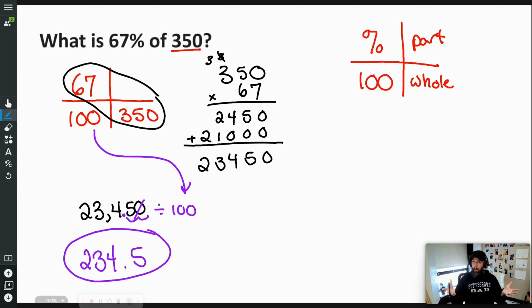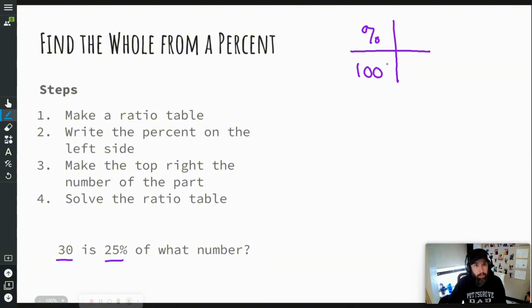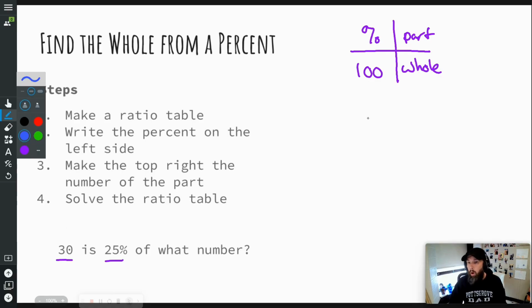Now, that's the old problem. Here's a whole, find the percent of it. What I'm doing now is very, very similar. I'm saying the percent is this, find the whole, and we're going to follow extremely similar steps. We're going to make a ratio table. So say I tell you that 30 is 25% of what number? The ratio table that I'm going to make is once again going to have my percent out of 100 on one side, and on the other side, I'm going to have the part over the whole. So in this case, 30 is 25% of what number?